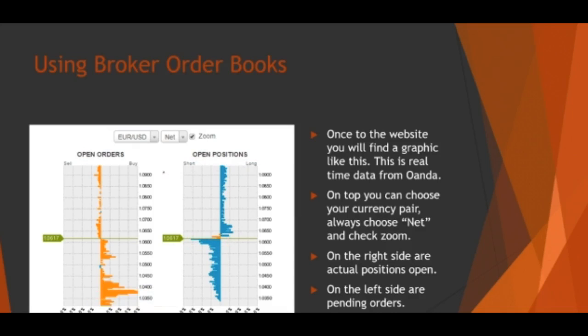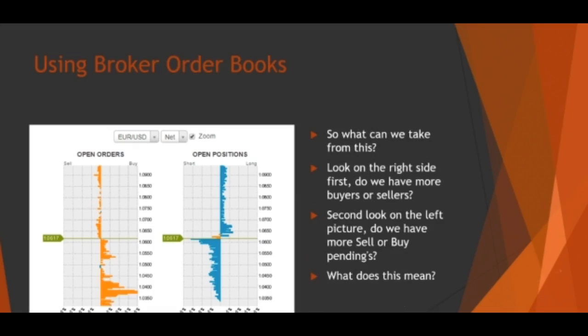So understand the difference. This is the money that's currently actually being traded, and this is the money that is pending trades. There's a lot of people with pending orders at those points. And so what we're going to do today is learn how to use these sections. So what can we take from this?